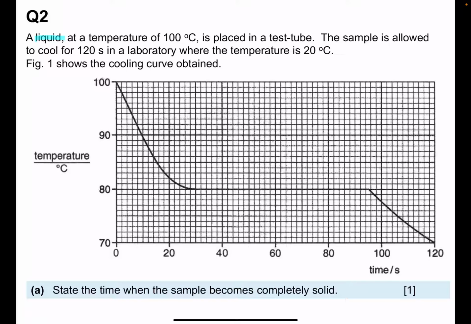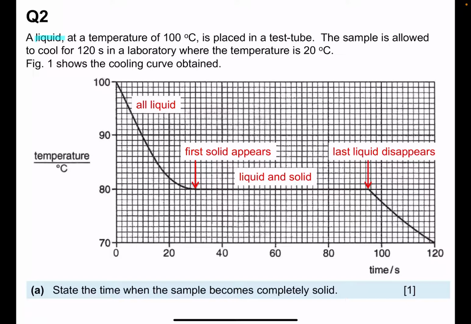So in this question, we start off with having a liquid. And when cooling continues to occur, the first solid will appear. And we will see liquids and solids appearing. And right at the end, the last liquid will disappear and it becomes a solid. So at what time does the sample become completely solid? At 95 seconds. Okay, over here.